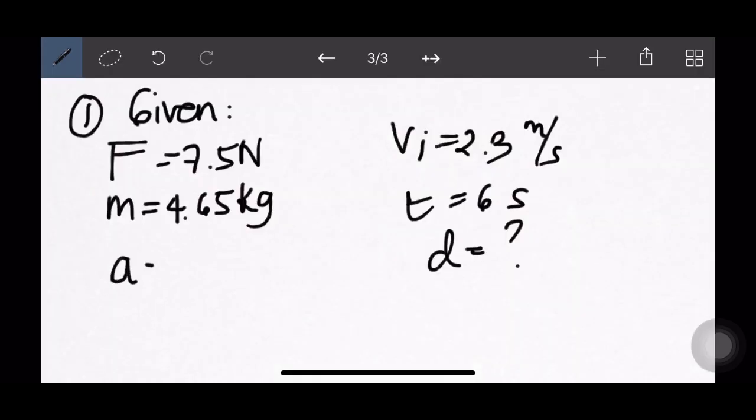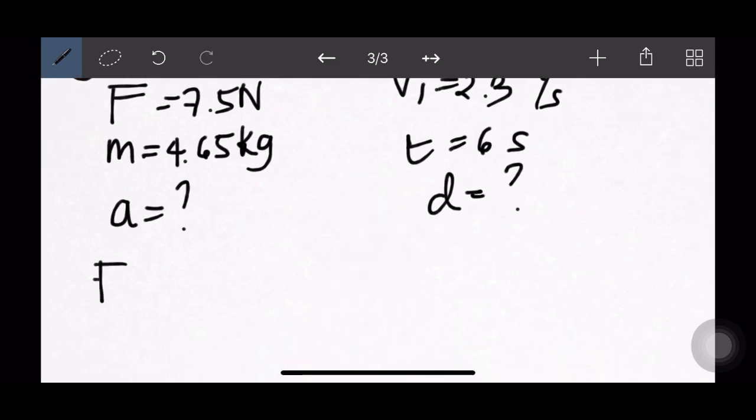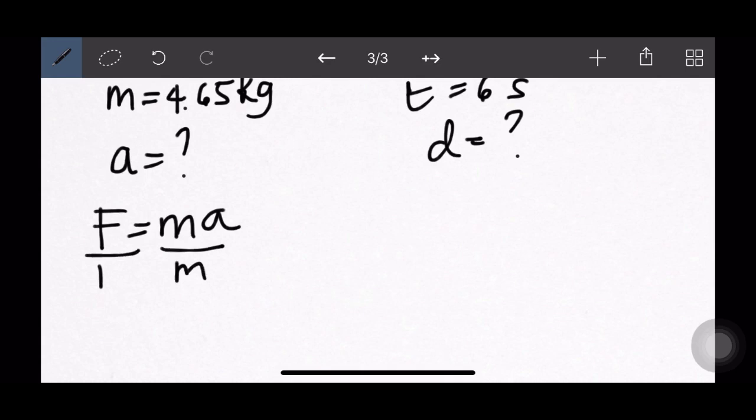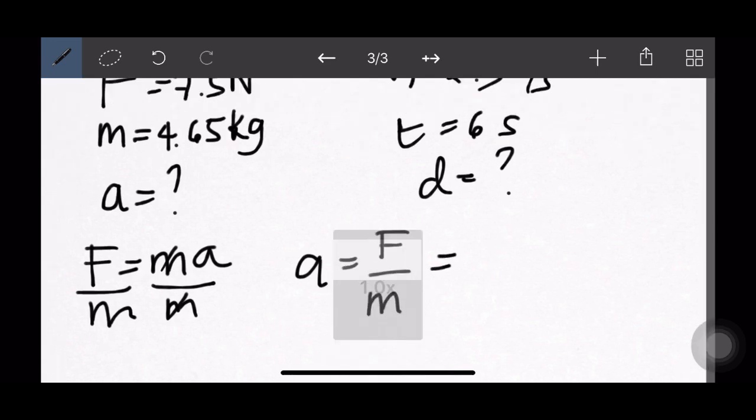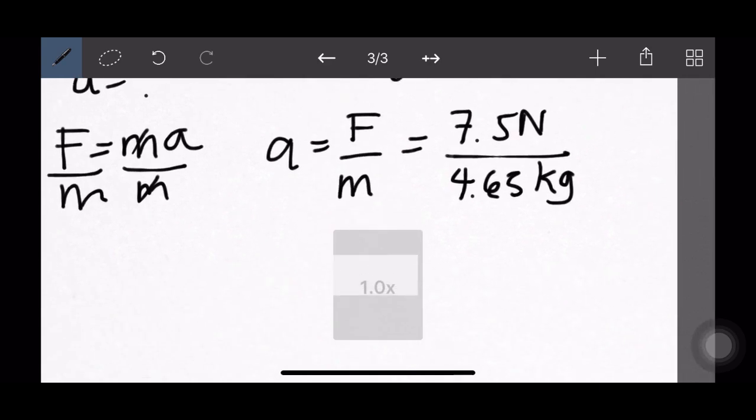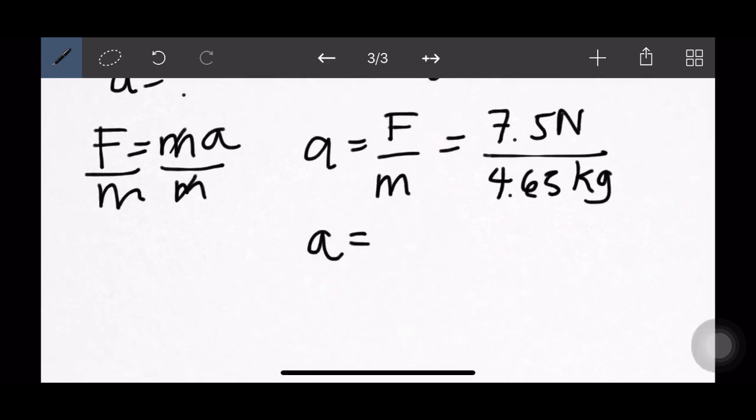First, let's try to solve the acceleration using F equals ma. So F equals ma. Divide both sides by m, so you have a equals F over m. The force is 7.5 Newton, that's a standard unit, which is okay, and the mass is 4.65 kilograms. So this means that the acceleration of the object is going to be 1.61 meters per second squared.